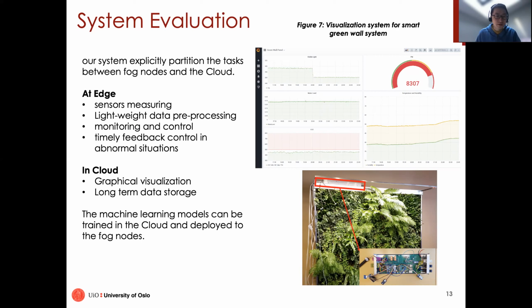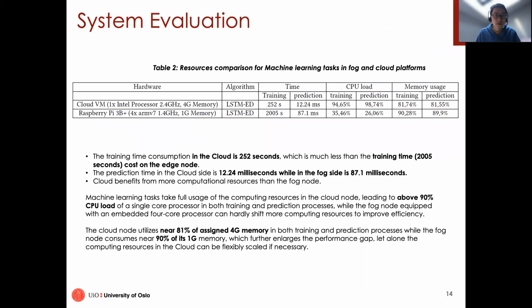And also, we can use a machine learning model, which can be trained in the cloud and deployed in the fog node. This figure also shows our visualization panel, which shows the data collected from the temperature, humidity, light, PM 2.5, and carbon dioxide sensors. After that, we implement the machine learning model, an LSTM algorithm, that is used for abnormal detection of indoor climate in both cloud and fog nodes, and we compare the results.